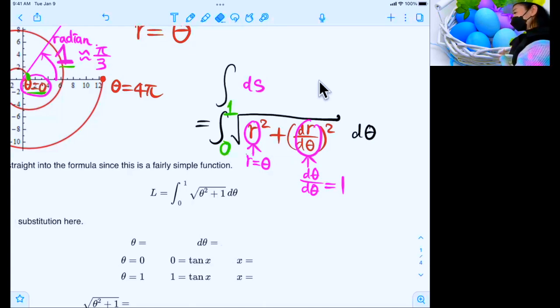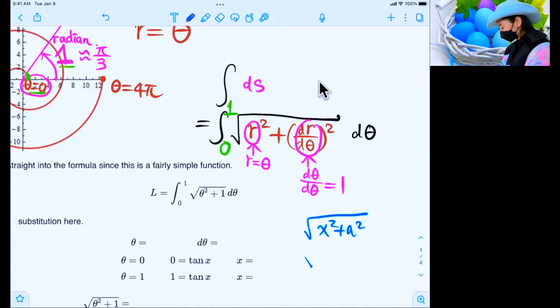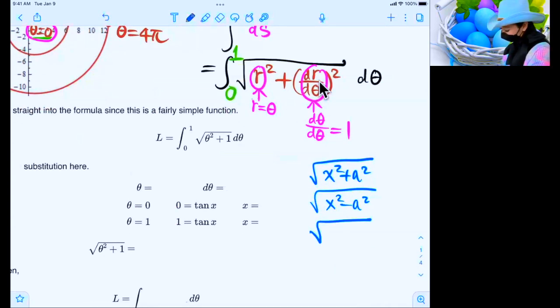And how did you recognize you use trig sub here? Because it is this variable squared plus a constant, right? Yeah, you got it. And it's inside the square root. So remember last time we talked about when you have square root of x squared plus a squared, or square root of x squared minus a squared, or a squared minus x squared, then you try to use a trig sub. So all of these use trig sub. That's what we're doing here.